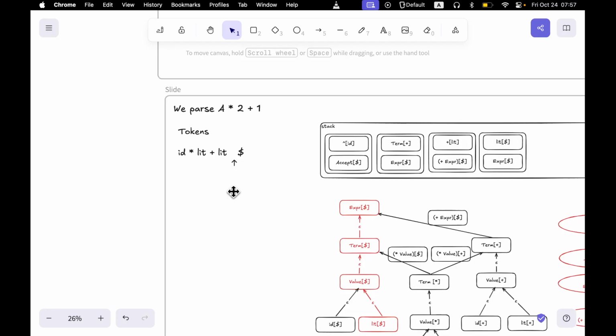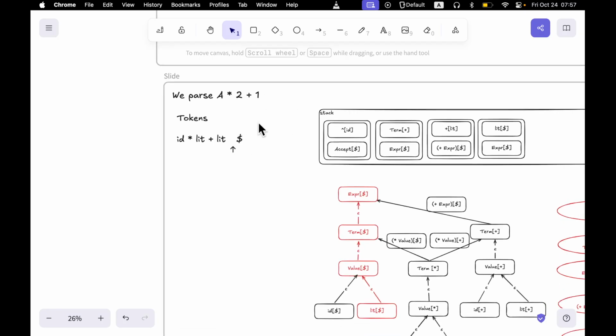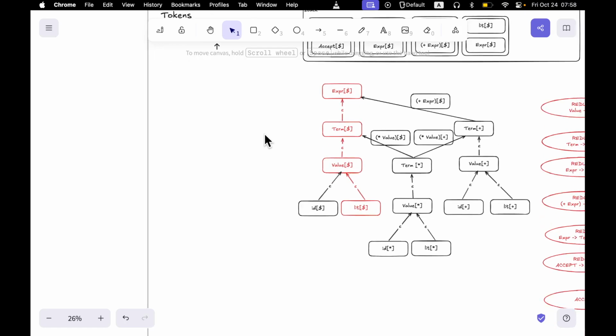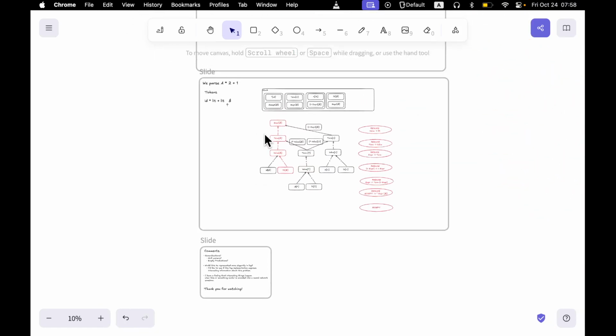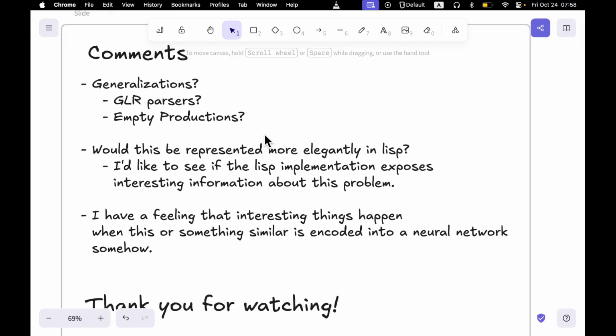So if you look at it, you'll see that this is a valid parse for this grammar, and you'll see that this LR parser can parse any string that conforms with that grammar. So this is the end of the demonstration, and I wanted to share a few comments.